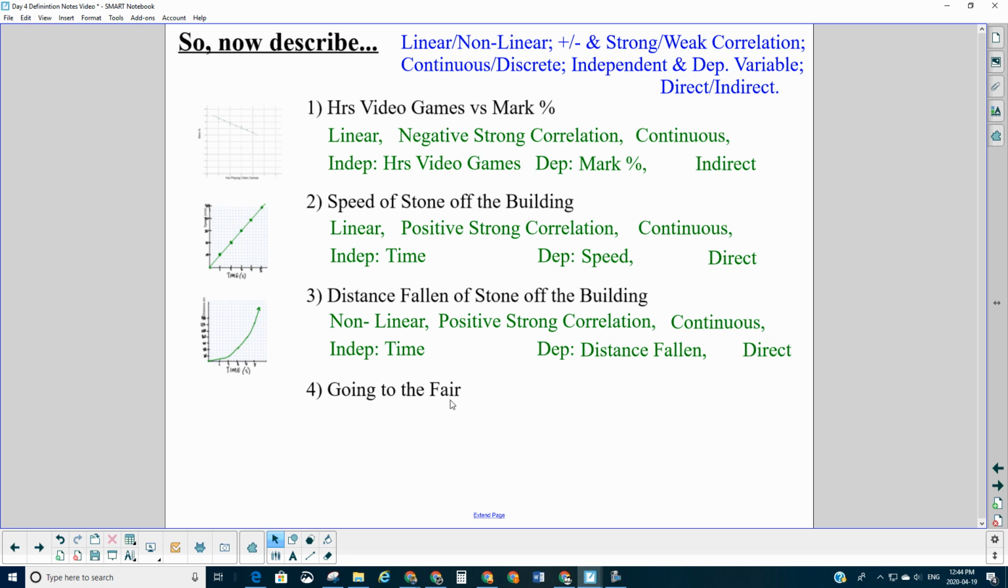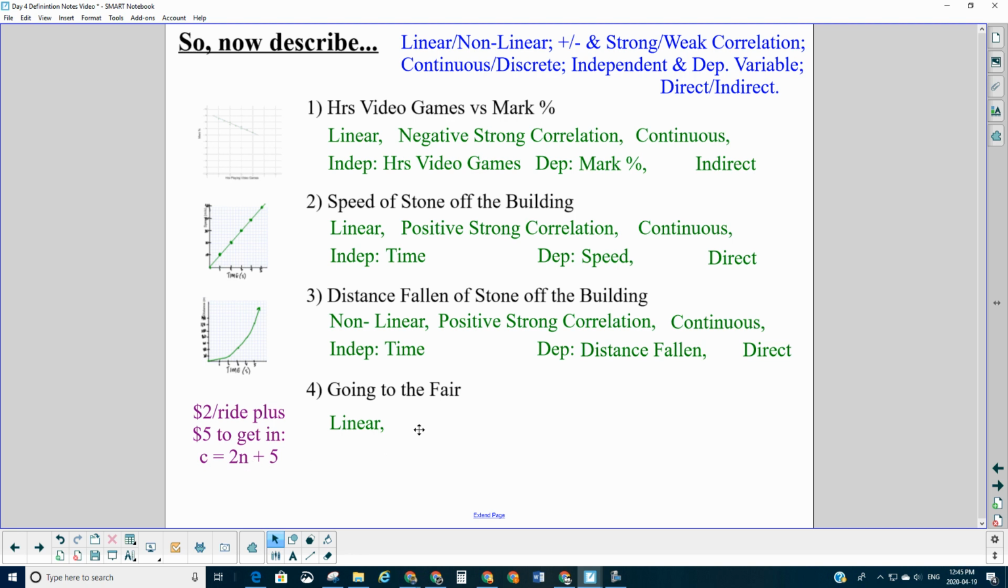Finally, let's think of going to the fair. So we don't always need the graph. We can imagine what the graph would look like and still describe this relationship. So remember, $2 per ride, $5 to get in. So is this a linear relationship? Yes, it's going up by twos. You start with 5, and then it goes 7, 9, 11. It's going to go up by twos, and the first differences would all be the same. It's linear. If we would draw in a straight line, it would be linear.